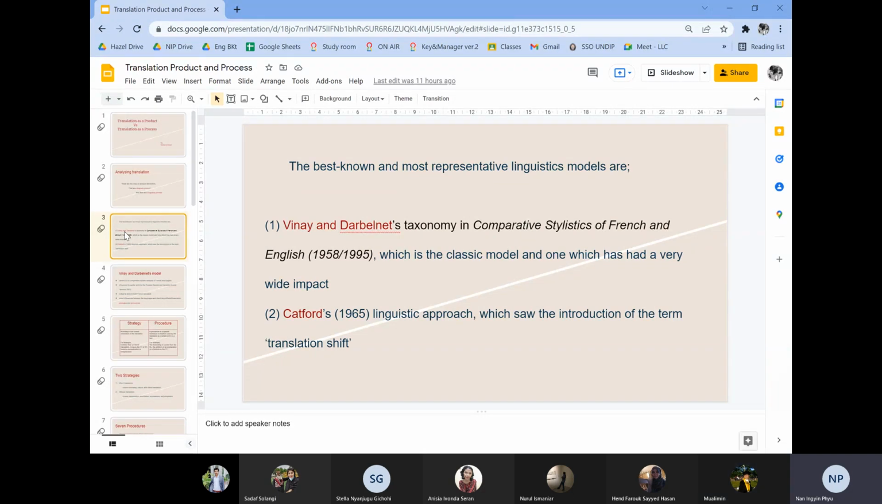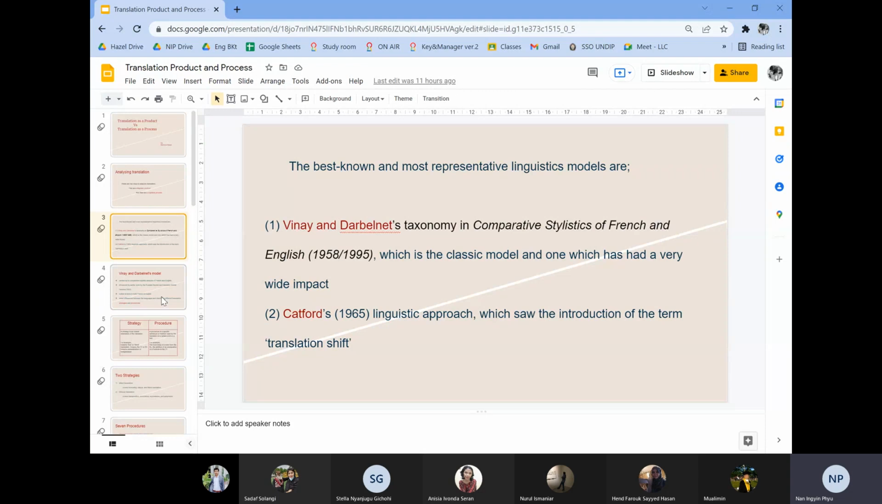When we talk about the product, we can refer to two representative models for translation as a product. One is Vinay and Darbelnet, and the other is Catford, a linguistic approach. So what is the difference between them? The very first one is a really classic model with a wide impact. We will look at them in detail in the next slides, but the difference is that the first one gives you a really wide range, and the second one translates by using shifts. A shift means a change, taken from the part of speech, but I'm also going to give you some examples in the next slides.